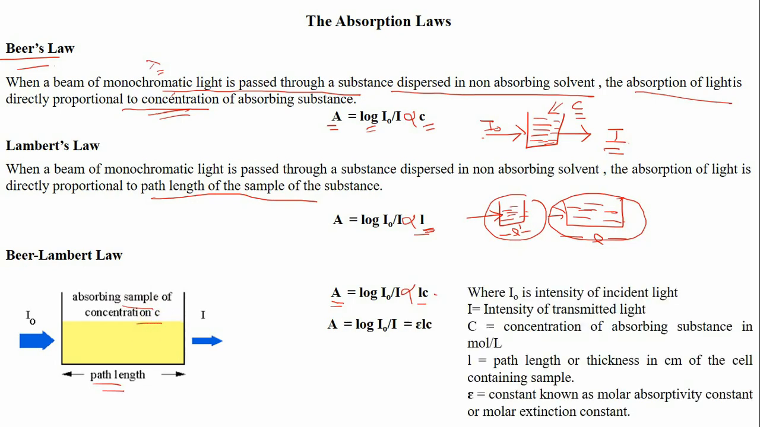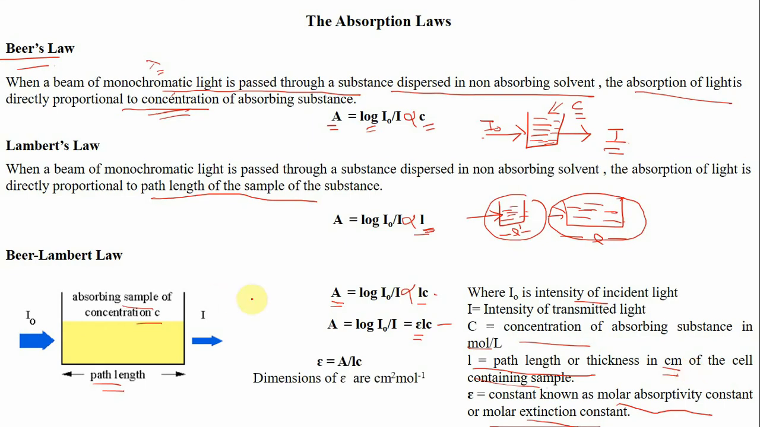If you remove the sign of proportionality here, it can be replaced by the constant epsilon, which is an absorptive constant, also called the molar extinction coefficient. So A is equal to log I naught upon I is equal to epsilon LC, where epsilon is a constant called the molar absorptive constant or molar extinction coefficient, I is the intensity of transmitted light, I naught is the intensity of incident light, C is the concentration of the absorbing substance, and L is the path length of the sample, usually represented in centimeters.